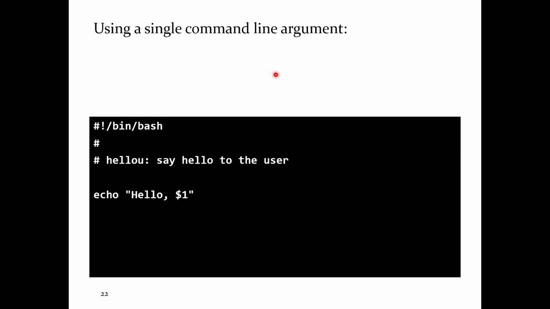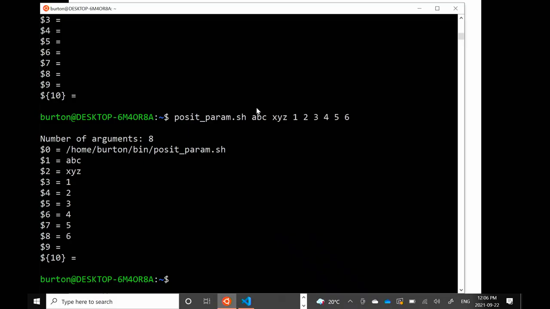Okay, so how do you use this command line argument? Well, I can create this little shell script called hello you, that says hello to whatever username was entered on the command line. So $1, remember, that's the first command line argument.